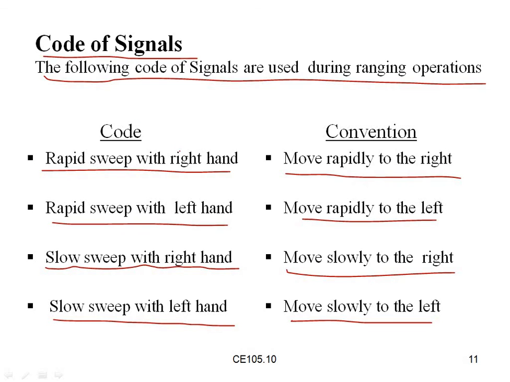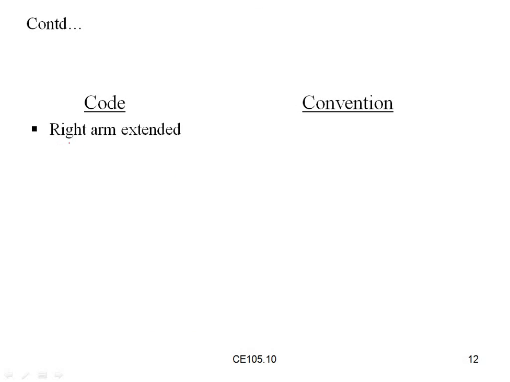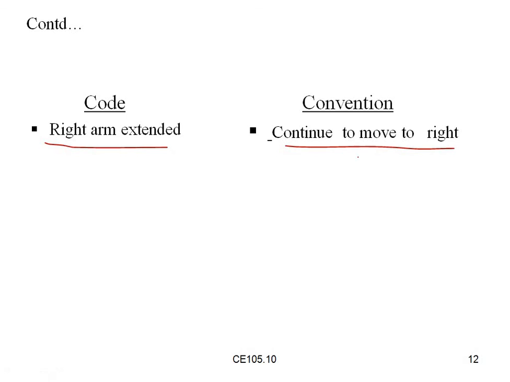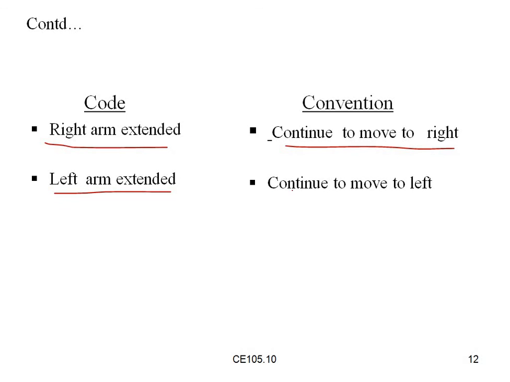So these are the codes and symbols which are there, and more are there. Let us see. Right arm extended means continue to move to the right; till he keeps down the right arm, he should go on. And left arm extended means continue to move to the left. This code of signals should be followed compulsorily on the site, because the follower will be at a long distance, and we cannot hear his voice. So that's why we have to give the signals, then only he will understand.